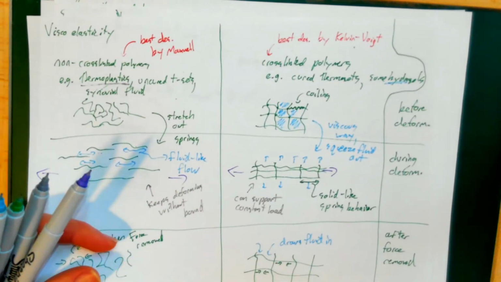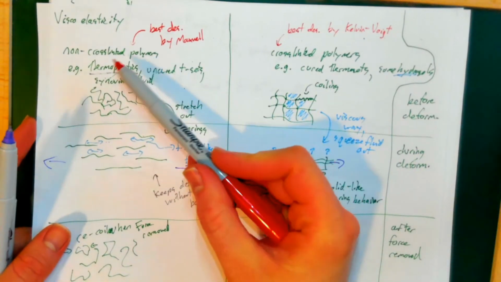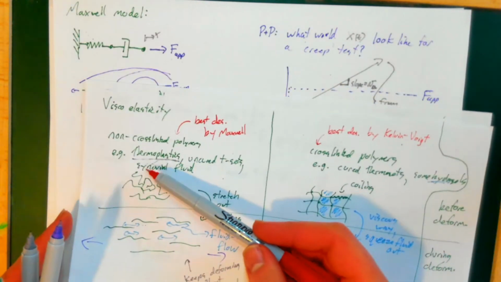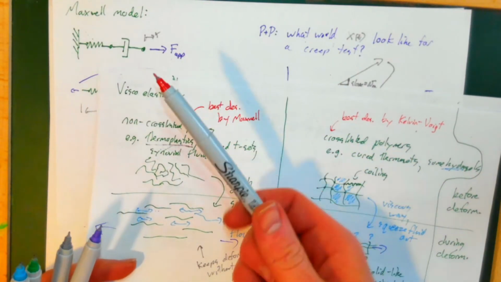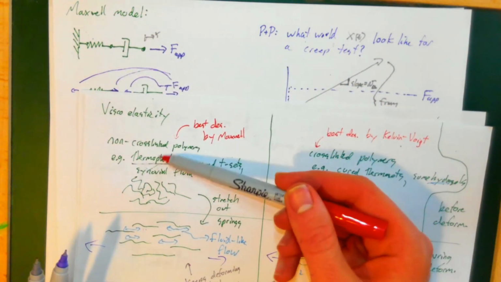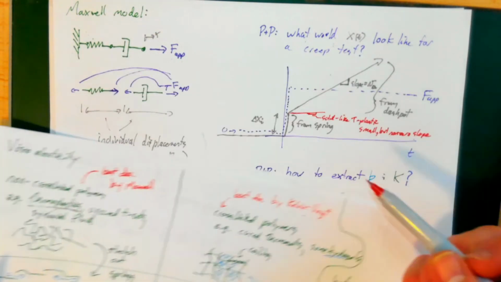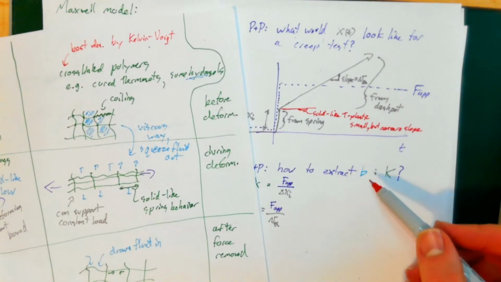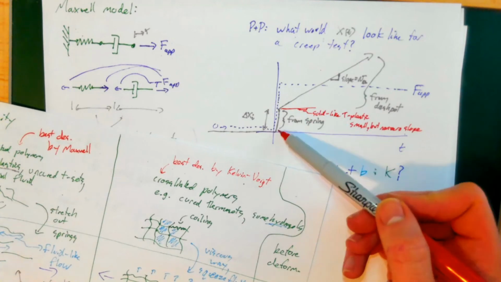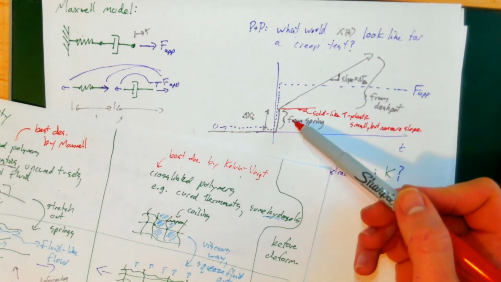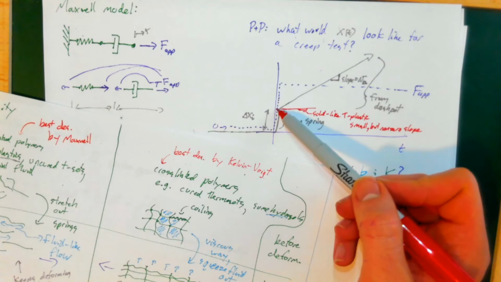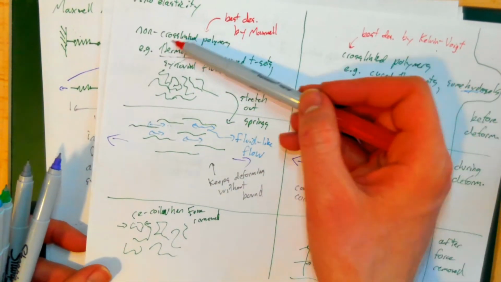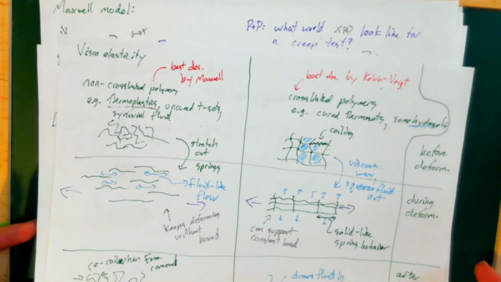So even though I am lumping all of these together, it's not the difference in the inherent model that works best for these, but rather a difference in the parameters. For synovial fluid, we get very little displacement and a large slope. For thermoplastics, we get maybe a large initial displacement and a small slope. But fundamentally, they can both be modeled in this viscoelastic framework.